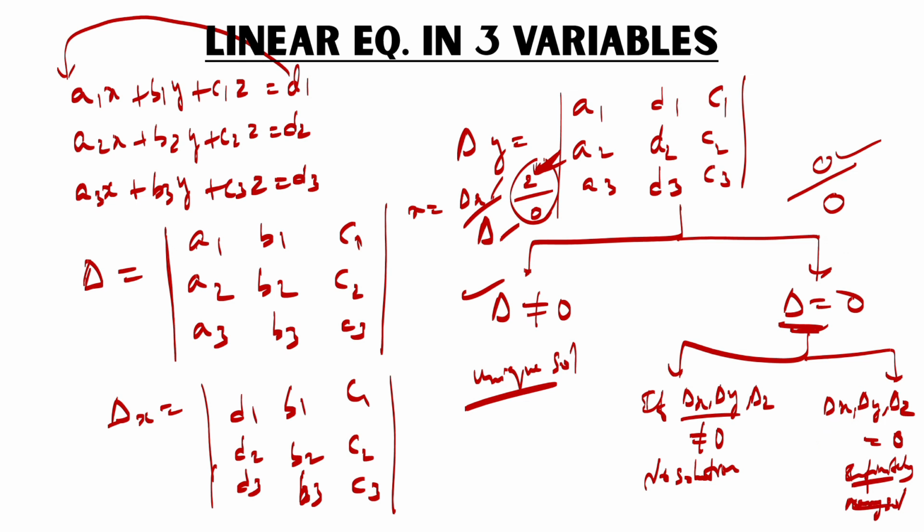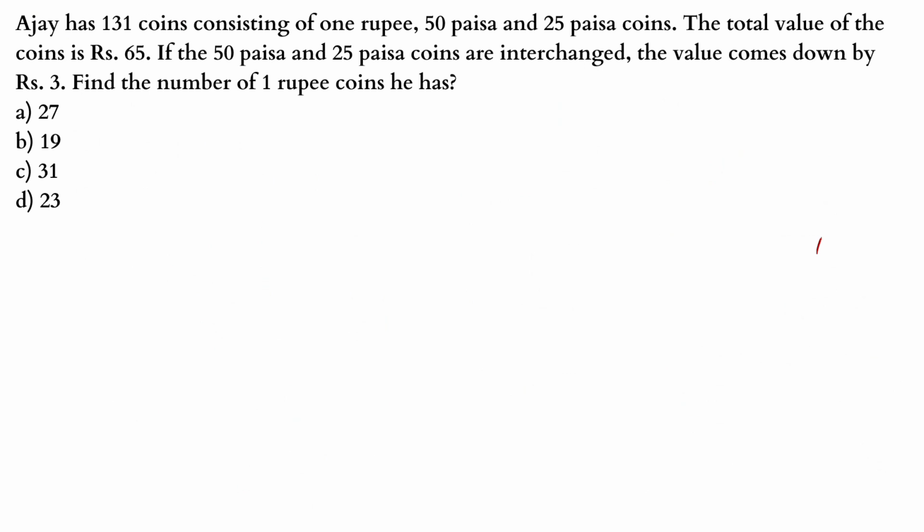Ajay has 131 coins consisting of 1 rupee, 50 paise and 25 paise coins. The total value of the coins is rupees 65. If the 50 paise and 25 paise coins are interchanged, the value comes down by rupees 3. Find the number of 1 rupee coins he has.